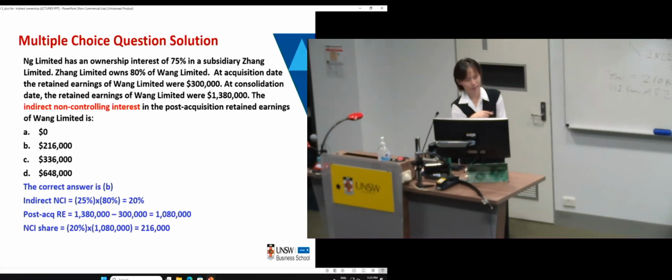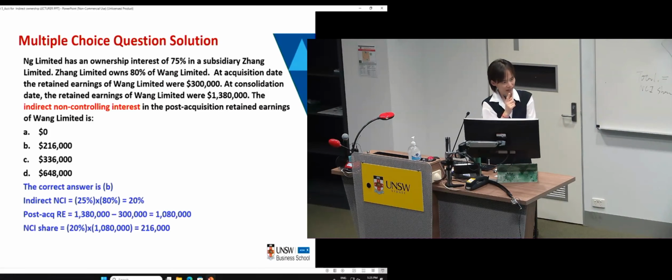First of all, you need to understand what a DNCI is, what an INCI is, what a total NCI is. You have to figure this out, okay? And then you need to understand what we mean by post-acquisition equity, and what pre-acquisition equity is. Once you figure out these concepts, then you can do the calculation properly. So instead of trying to memorize everything, first make sure you understand the concept for each different component. Then you can establish the logic when you do the calculation.